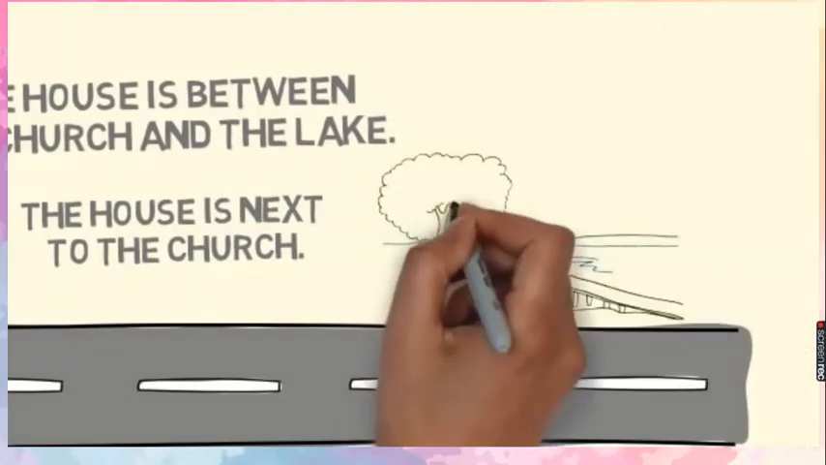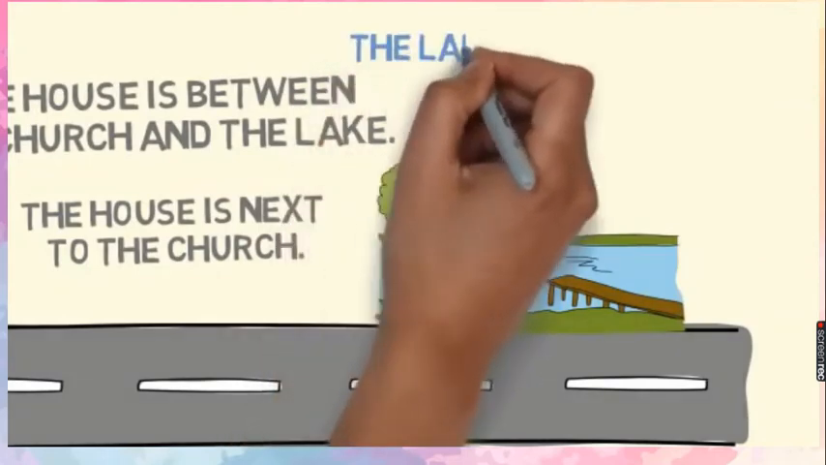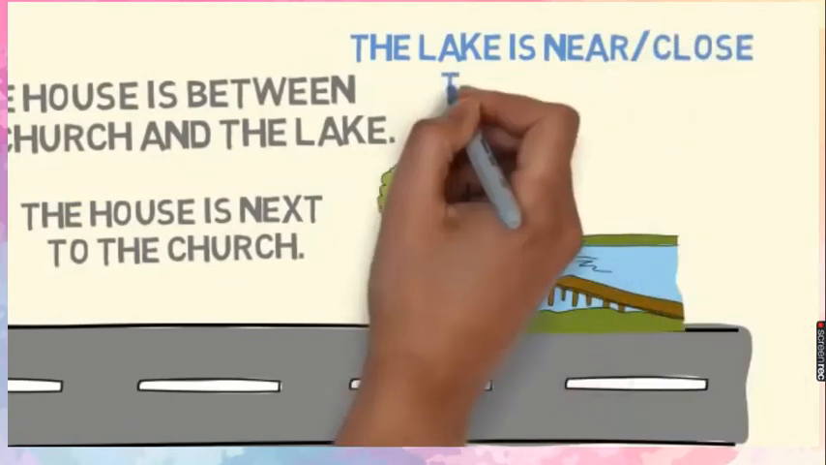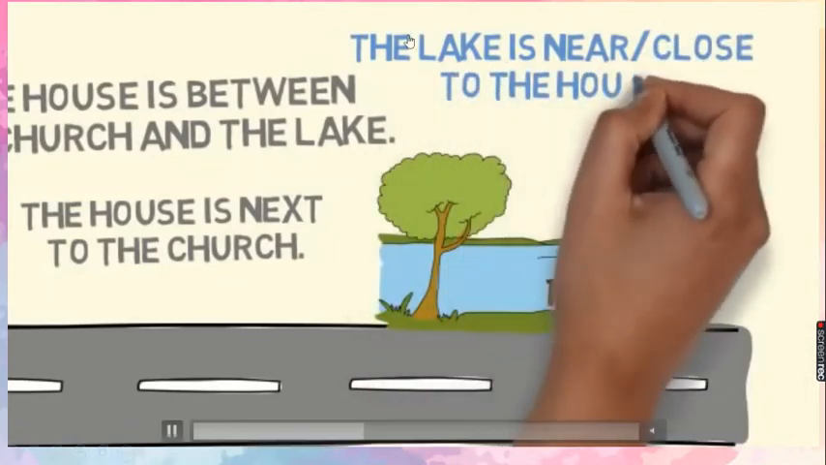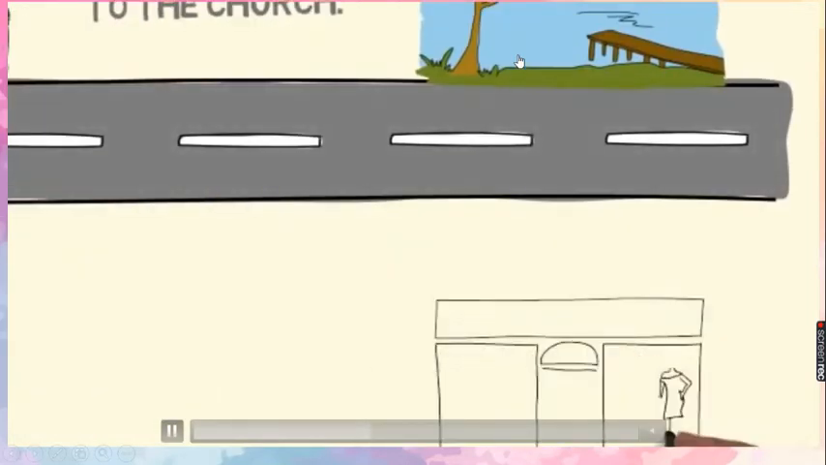Let's see how beautiful the lake is. I miss Konchinghu Lake and Changhu Lake. We can also say the lake is near the house, or the lake is close to the house.